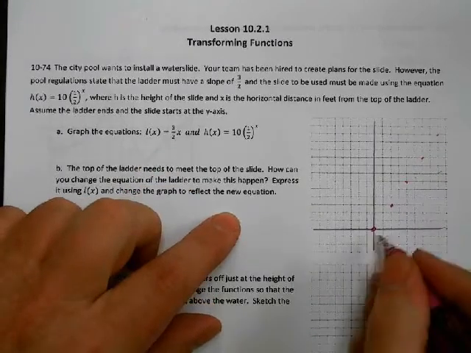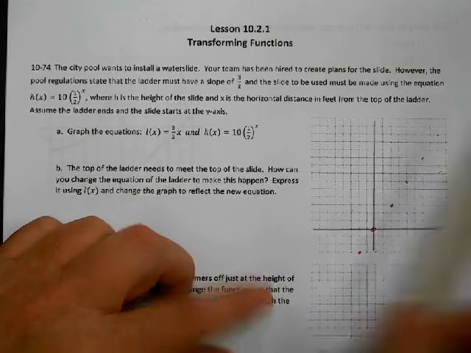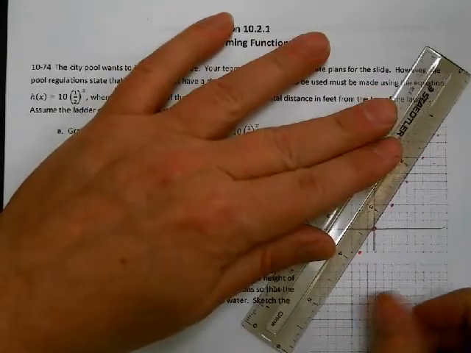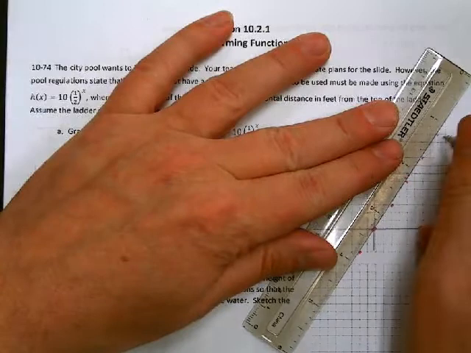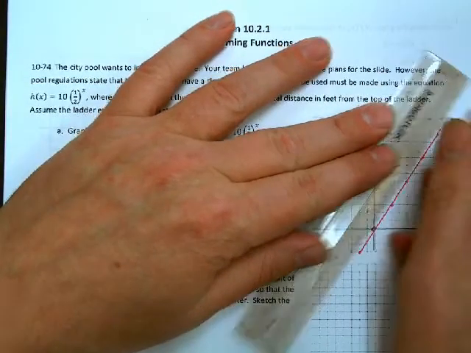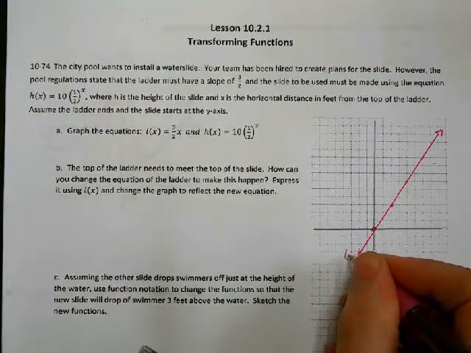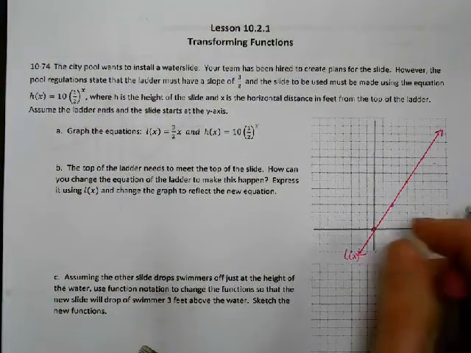All right, there's the slide. Down 3, back 2. So we've got our ladder to climb up to the slide right there. So that is L of x.